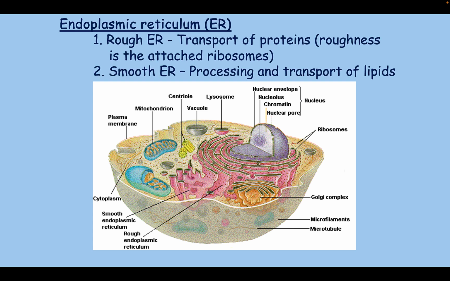Now, continuous with the nucleus is something we call the endoplasmic reticulum. So if you look at this illustration here, the nucleus has a double membrane system, the nuclear envelope, and extending from that is the endoplasmic reticulum. Now, closest to the nucleus is something we call the rough endoplasmic reticulum. The rough endoplasmic reticulum has ribosomes attached to it.